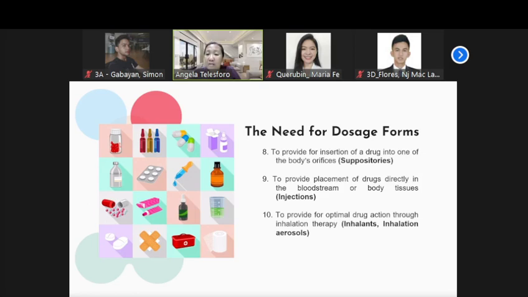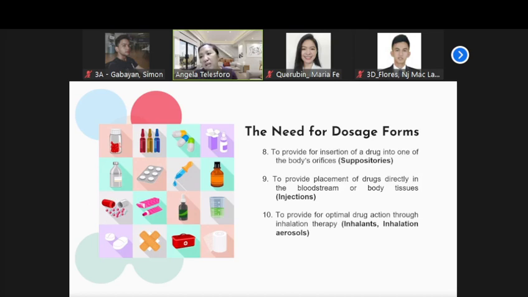To provide placement of drugs directly into the bloodstream. Injections are given if we want a rapid effect. Like for example, if a patient is brought to the hospital, tapos kailangan ng pasyente, kunyari may infection, and the patient kailangan talaga niya mabigay sa kanya yung amount that is needed to have the initial effect. Usually we give a loading dose and we usually give it through an injection, no?